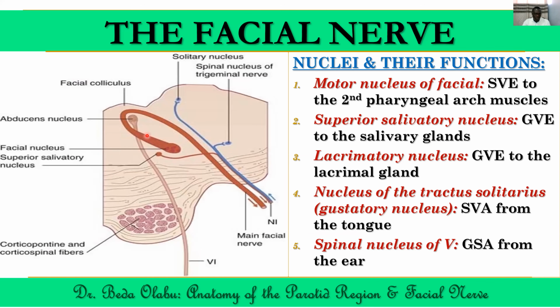This other image shows you the various nuclei of the facial nerve that join to form 2 major components. This one, which we call the main facial nerve or facial nerve proper, and this one, which we call the nervus intermedius. In particular, I want you to see that the facial nerve proper is the one that is arising from the motor nucleus of facial. So that's the one with SVE function. The fibers mediating the other functions of facial nerve are carried through what we call the nervus intermedius.